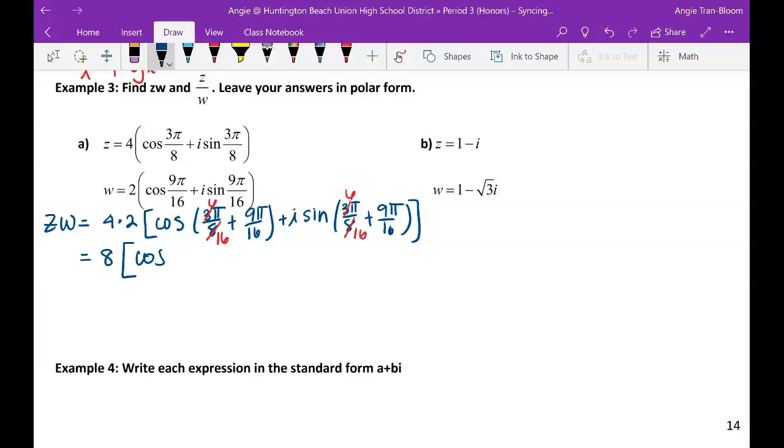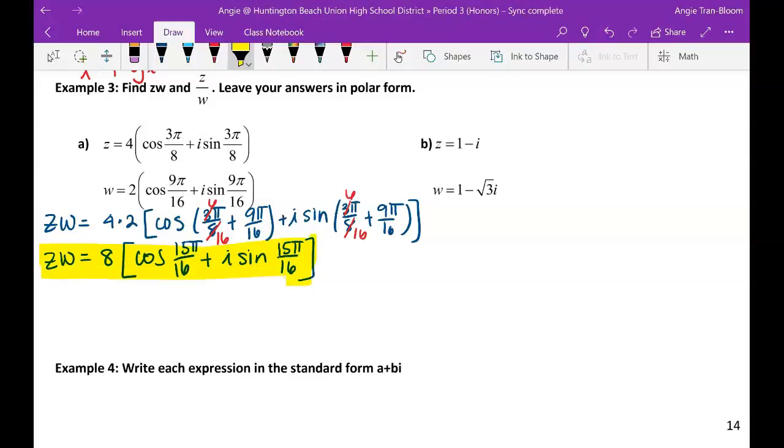So is that 15 pi over 16 pi? Okay, very good. Then plus i times sine of the same exact angle. Okay, so that is what we do when we multiply. The formula, when we were reading it in class, sounded really scary, but when you are really working it out, it isn't that scary.